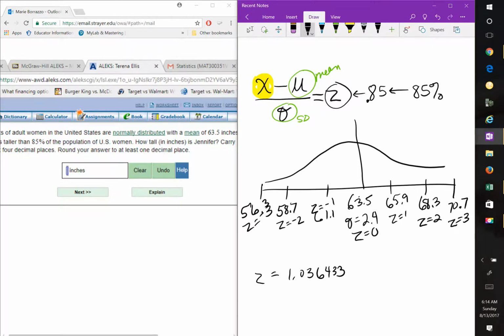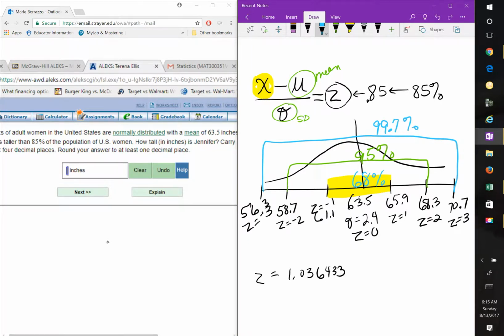Now, if you remember, between the -1 and +1 standard deviations, we hold 68% of the data. Looking at between -2 and +2 standard deviations, we have 95% of the data. And lastly, between -3 and +3 standard deviations, we're at 99.7% of the data.